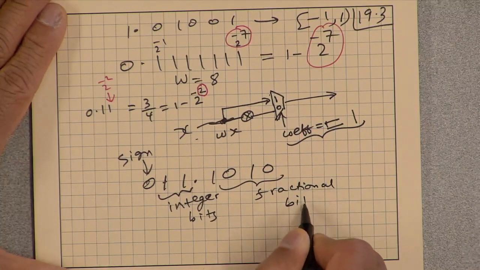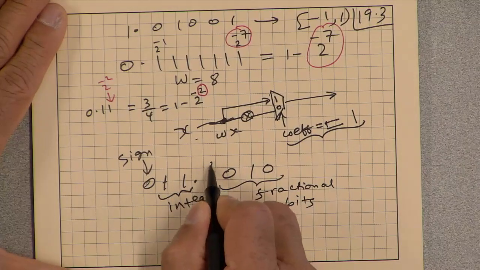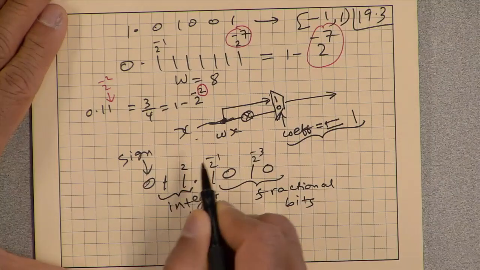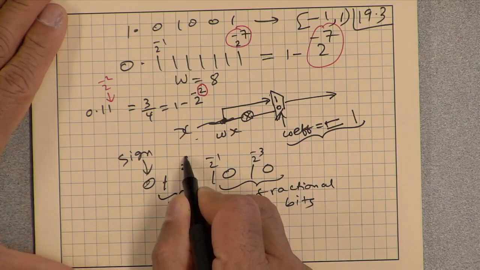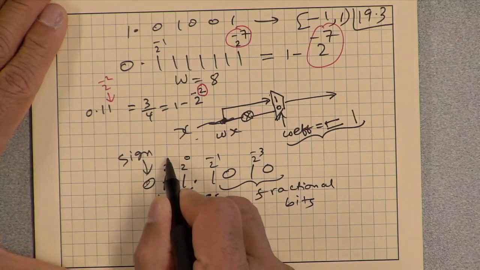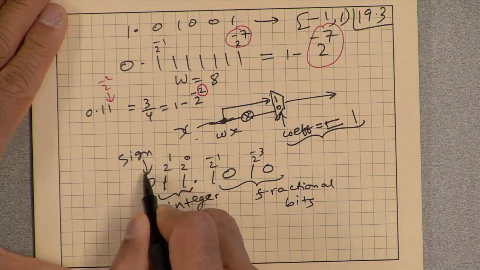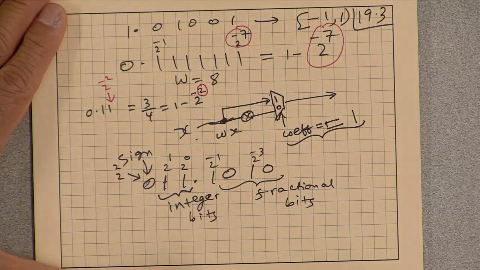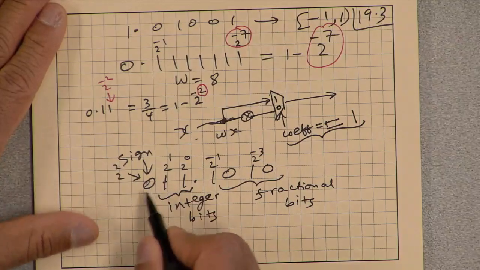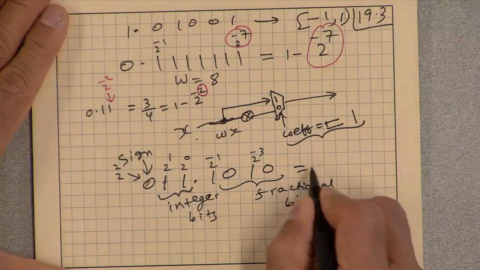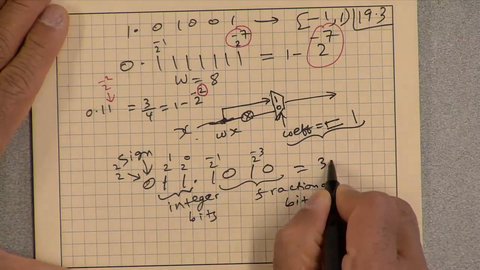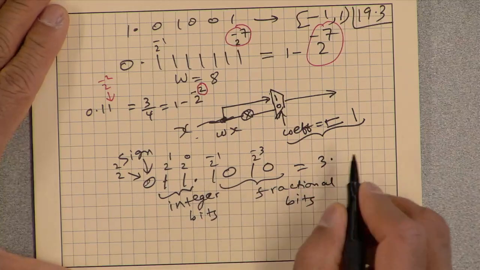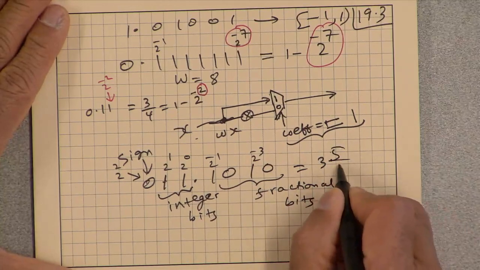So the value of a number like this would be 2 to the power minus 1, 2 to the power minus 3, and this is 2 to the power 0, which is 1, and this is 2 to the power 1, which is 2, and this is 2 to the power 2, which is 4. But in this case, the sign is 0, so this number is going to be 3, 4 by 8 plus 1 by 8, 5 by 8, 3 and 5/8. Okay.